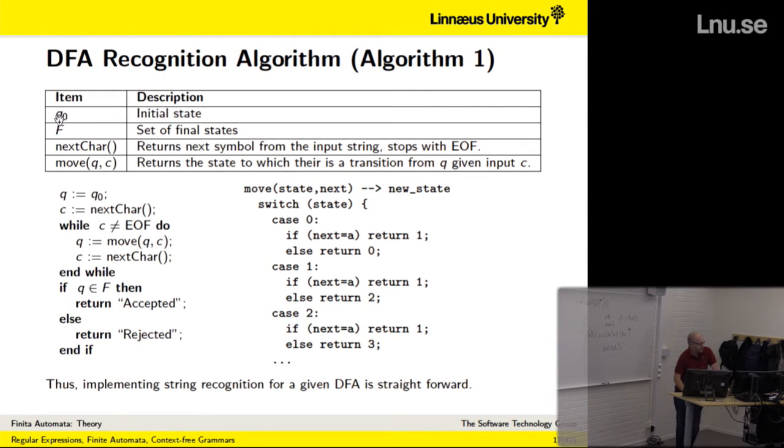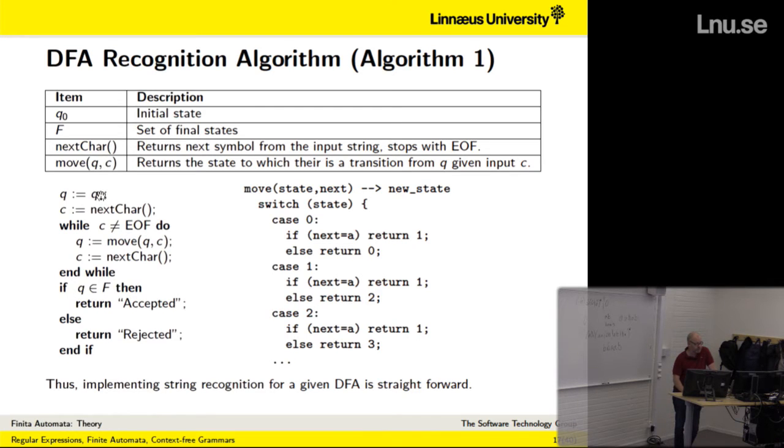Assume that we have a starting point. This is our initial state. We have a set of available final states. This is the next symbol, which we are reading from somewhere, the next symbol in our string. And this move function says that if I'm in this state and I see this symbol, I should go to some other state. So if you're in state 2 and you see symbol A, you should go to state 3. This one incorporates the transition function.